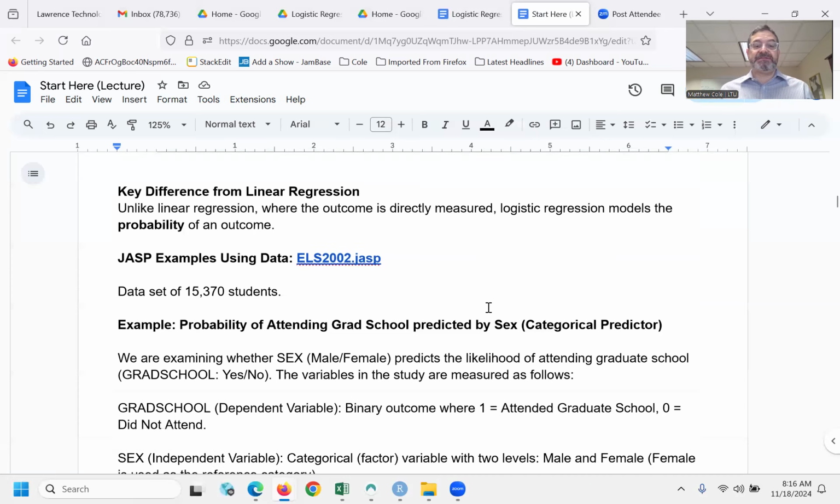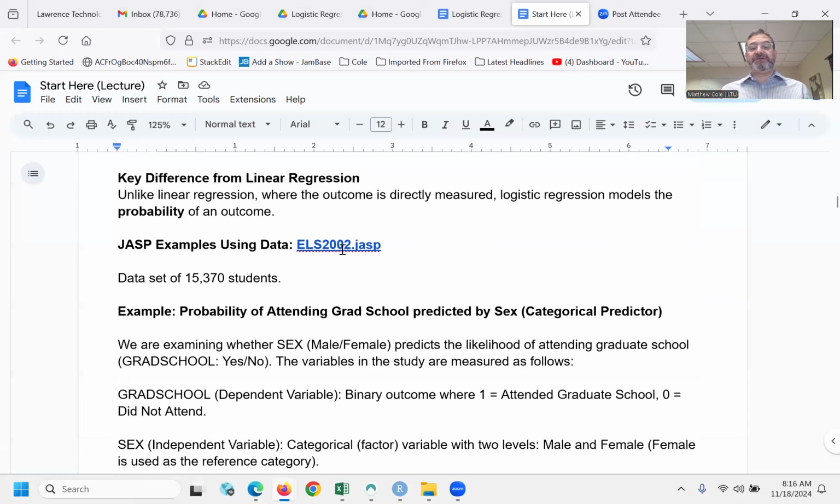So let's use a data set called ELS 2002, which is data from 15,370 students on their academic performance. And in particular, I just pulled out, this is a big national data set that you can access. I'm not going to go through the process, but you can look it up and you can see that you can grab that data. It's pretty cool. So I've already downloaded it. I've already cleaned it. I've already put it in JASP. So we're going to work directly from a JASP file.